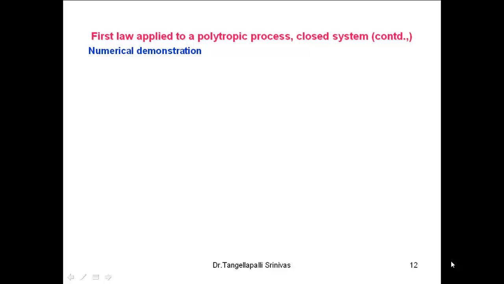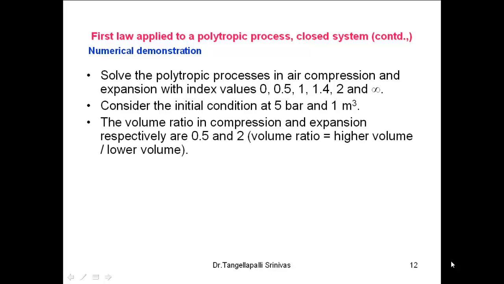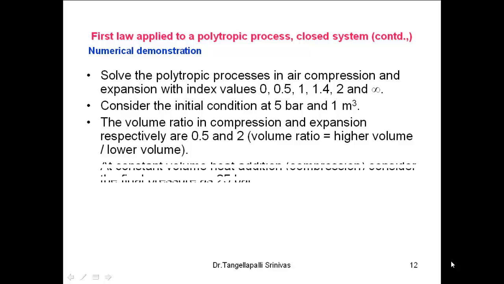A numerical problem is given to demonstrate the polytropic process in thermodynamics. Solve the polytropic process in air compression and expansion with the index values 0, 0.5, 1, 1.4, 2 and infinity. Consider the initial condition at 5 bar and 1 meter cube. The volume ratio in compression and expansion respectively are 0.5 and 2. Volume ratio means the ratio of higher volume to lower volume.